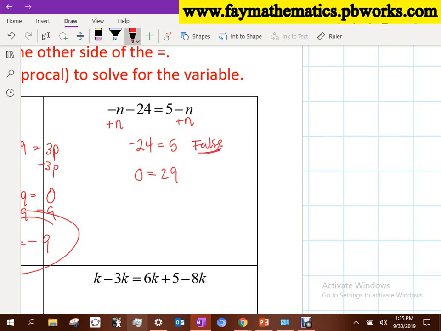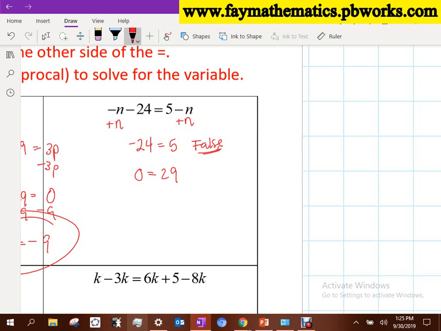And this is something we always got to be on the lookout for as you're solving equations. It doesn't happen often, I would say out of every 100 questions you get, maybe 3 or 4 of them are like this. But if you get down to a statement where you're left with a comparison of two numbers, you have to ask yourself, is that comparison true or false? Negative 24 equals 5 is false. 0 equals 29 is false.